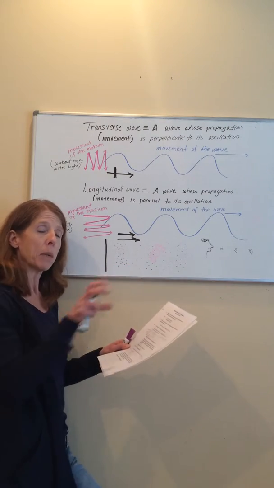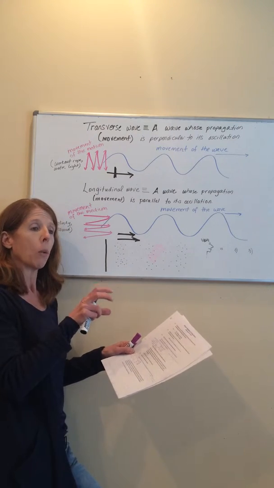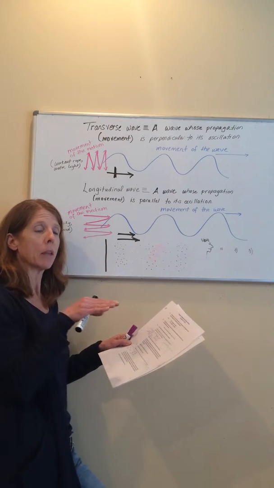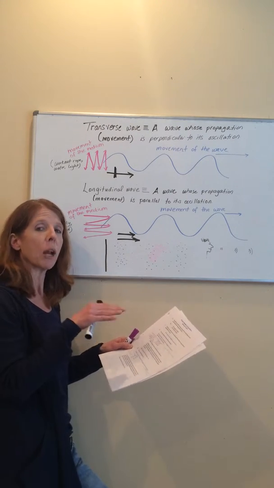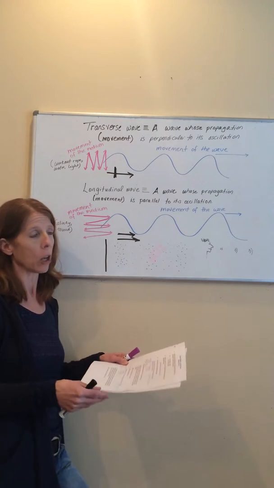And a slinky would be a good example of that. A slinky moves back and forth like this, right? When you create a disturbance, the movement of the wave is going to happen in the same direction as the movement of the medium, okay? And sound would also be what we consider a longitudinal wave.